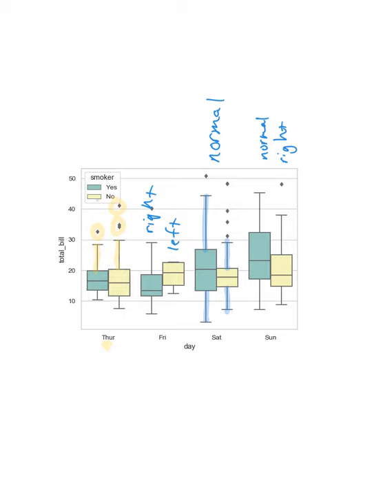So if I were to analyze this graph, I would say that overall, smokers tend to pay more, and definitely on the weekends. Notice how the interquartile ranges of the box plots are higher on Saturday and Sunday compared to Thursday and Friday. So you make more money overall on the weekends too.